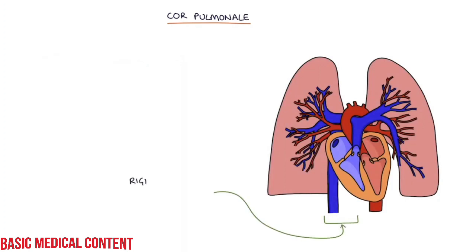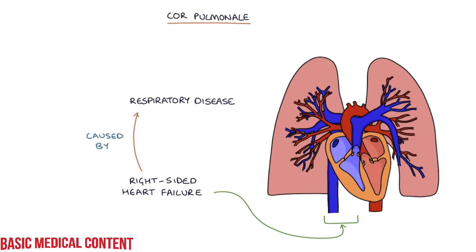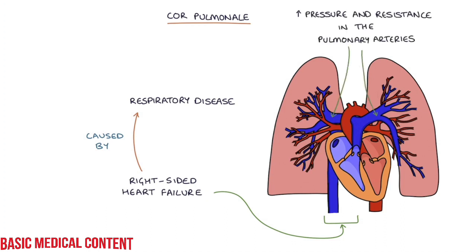In this video I'm going to be going through a condition called Cor Pulmonale. Cor Pulmonale is right-sided heart failure that's caused by a respiratory disease. So the increased pressure and resistance in the pulmonary arteries, we call this pulmonary hypertension, results in the right ventricle, or the right side of the heart, being unable to effectively pump blood out of the ventricle and into the pulmonary arteries. So basically the right hand side of the heart is pumping against a lot of pressure inside the pulmonary arteries or in the lungs.